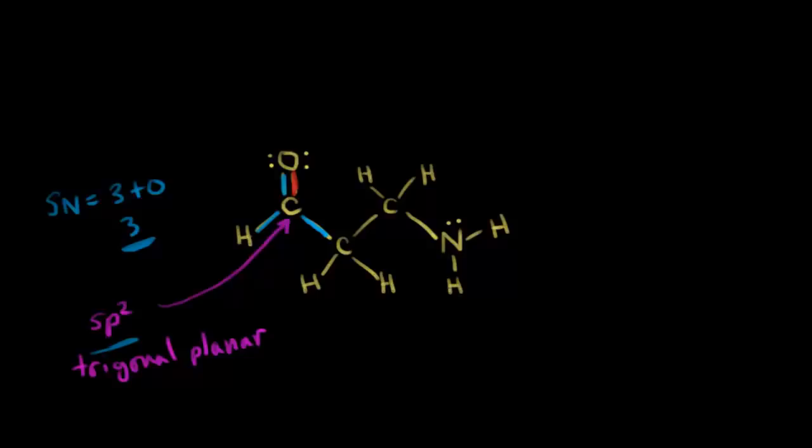All right, let's do the next carbon. So let's move on to this one. I see only single bonds around that carbon. Therefore, it must be sp3 hybridized with tetrahedral geometry. Same thing for this carbon. Only single bonds around it, only sigma bonds. So it's sp3 hybridized with tetrahedral geometry. Let's finally look at this nitrogen here.